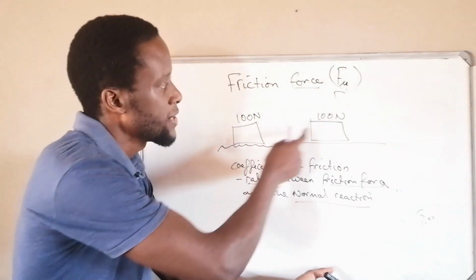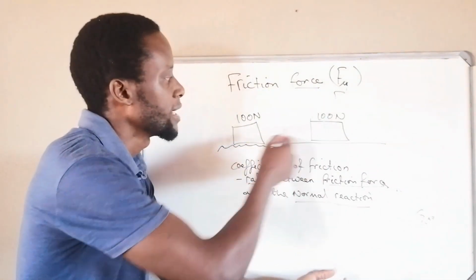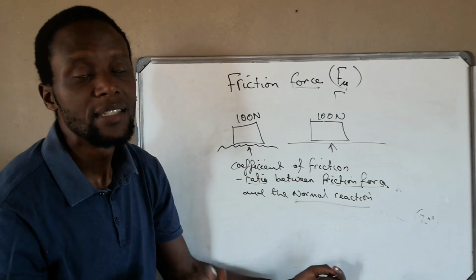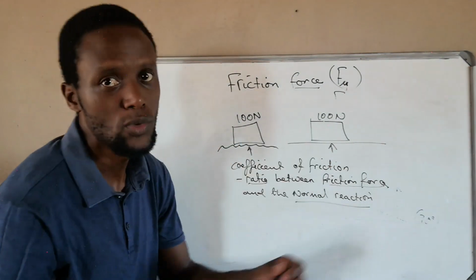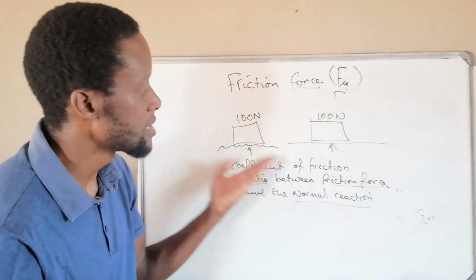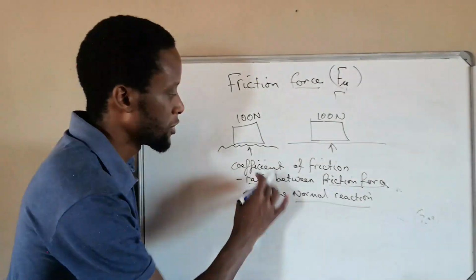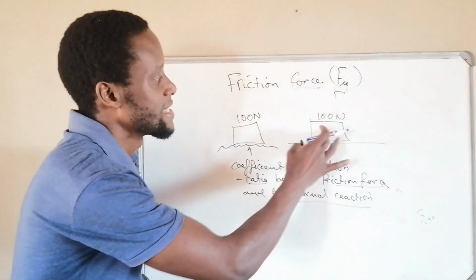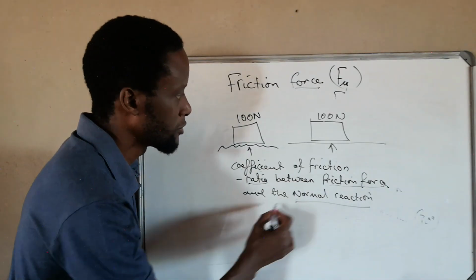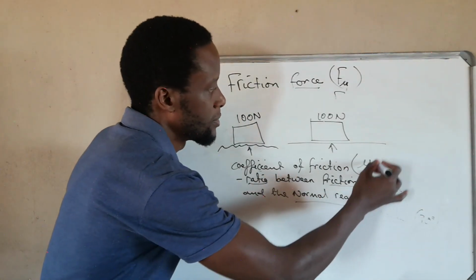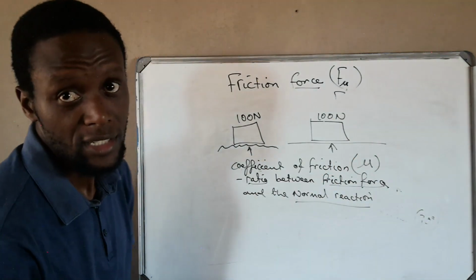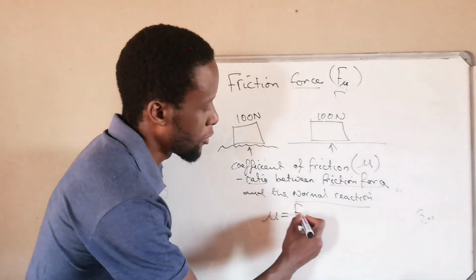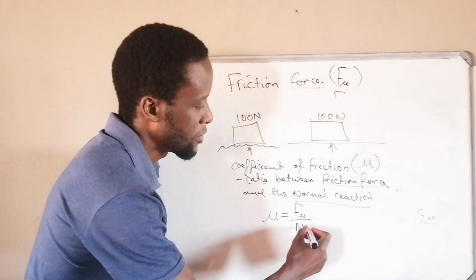In this case, the normal reaction for these two surfaces will always be the weight, 100 newtons. That is how much the surface is reacting by, 100 newtons. But the friction force that this one experiences and that one experiences will not be the same because of the smoothness or roughness of the surface. So the coefficient of friction gives us an idea of how efficient the surface is, and we'll be using the symbol mu for it. It is just a ratio between the friction force and the normal reaction.